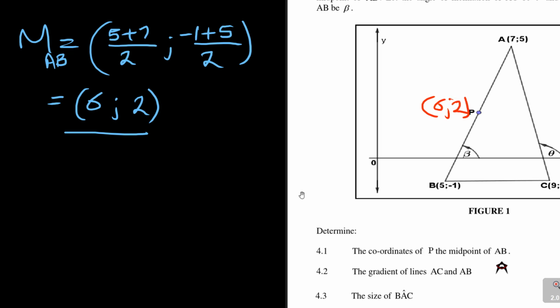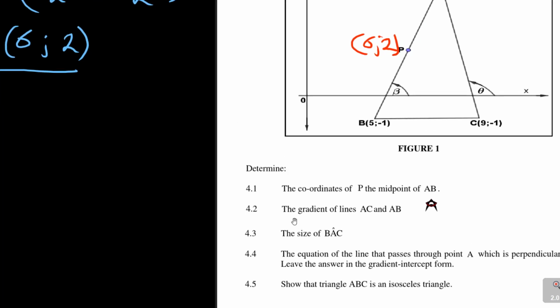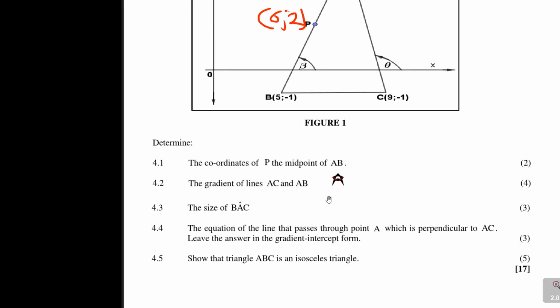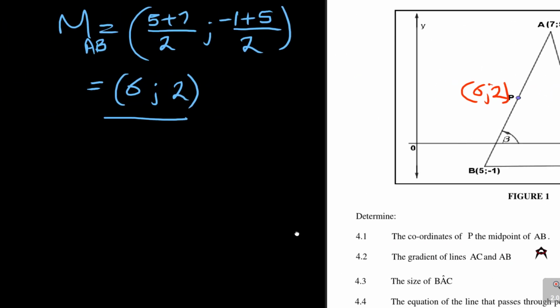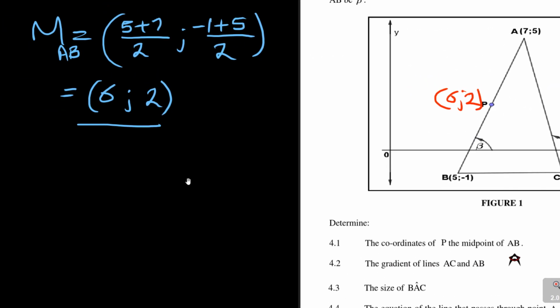Now the next one says 4.2: the gradient of AB and AC. Two gradients. m of AB is rise over run, so y2 minus y1 over x2 minus x1. Remember, they don't give you this formula. That's why I remember it as rise over run. It's going up. Rise over run.